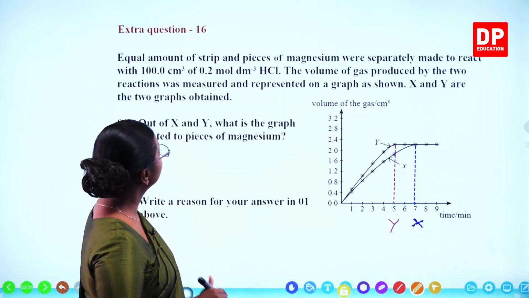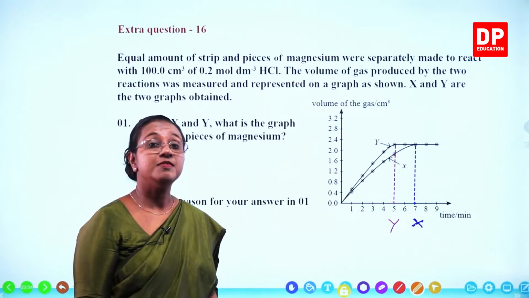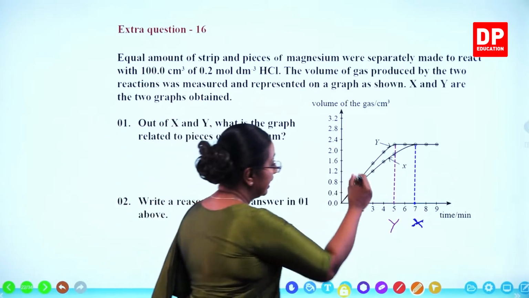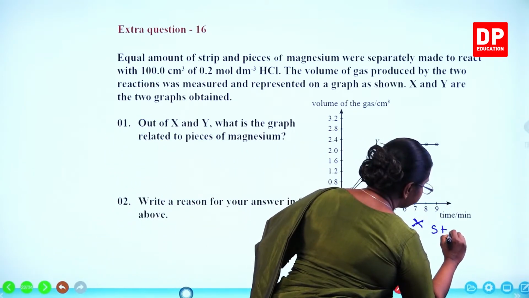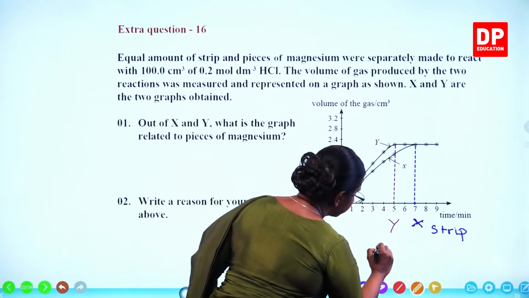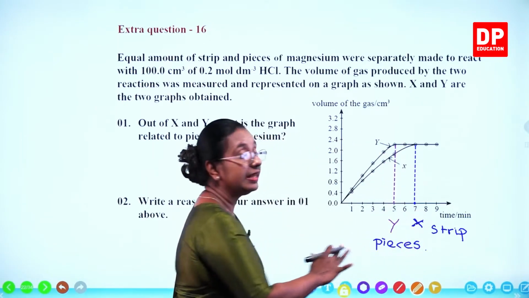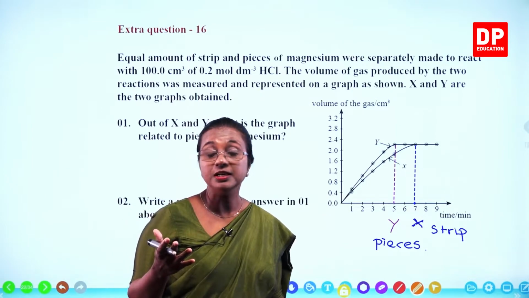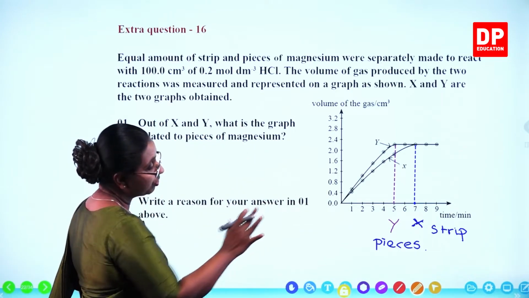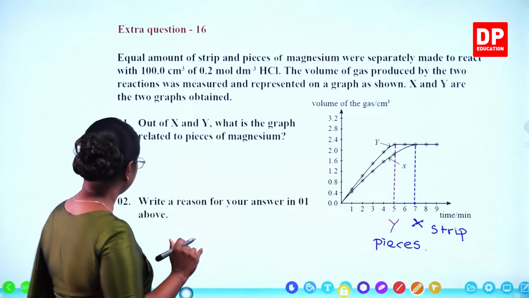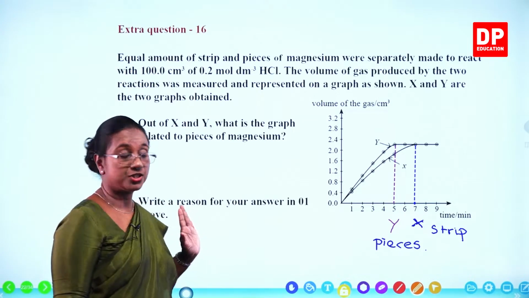So since they use strip and pieces, which is going to be the strip? X will be the strip and y is going to be pieces. So that is how you can interpret the information from a graph. So we have got all this information from this graph. Now let's look at the questions.